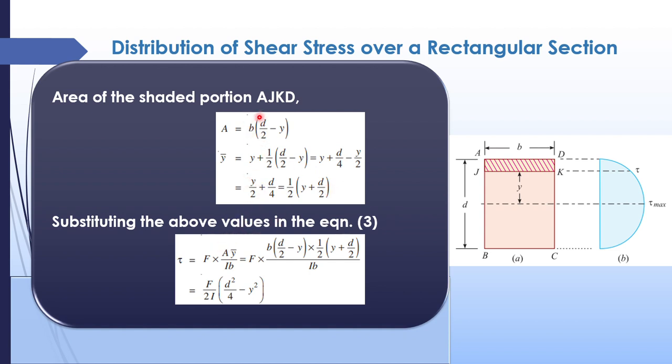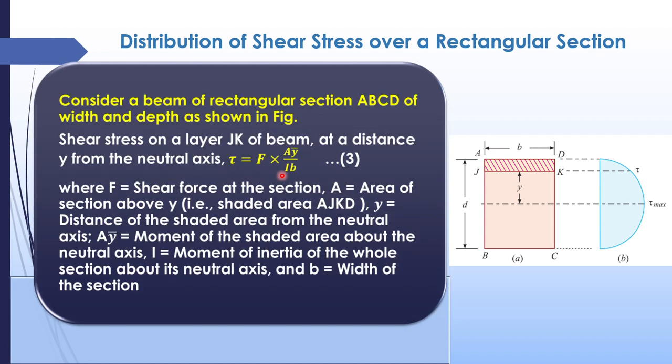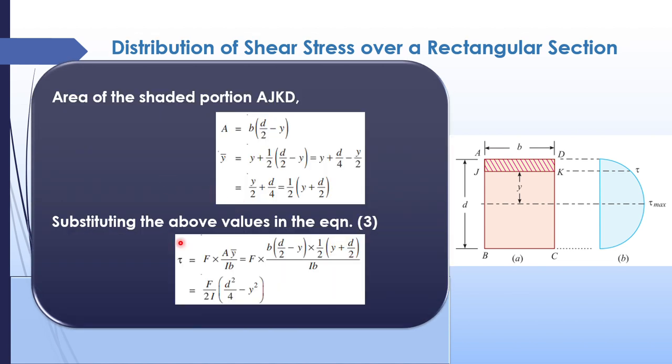Now substituting the values of A and y bar in the previous equation, that is tau is equal to F A y bar by I b, you will get it as F by 2I into d square by 4 minus y square. So this is the equation for shear stress distribution of a rectangular section. Got it?